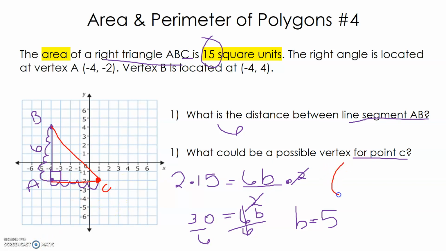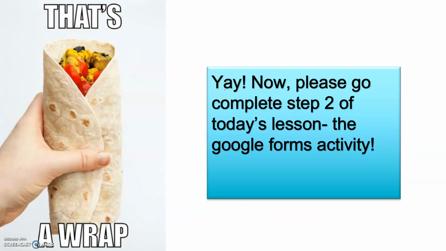And we will say that the ordered pair for C is 1, -2. And you guys can check that again. You have your base, you have your height. You can plug that in to check your area, right? So that's a wrap.